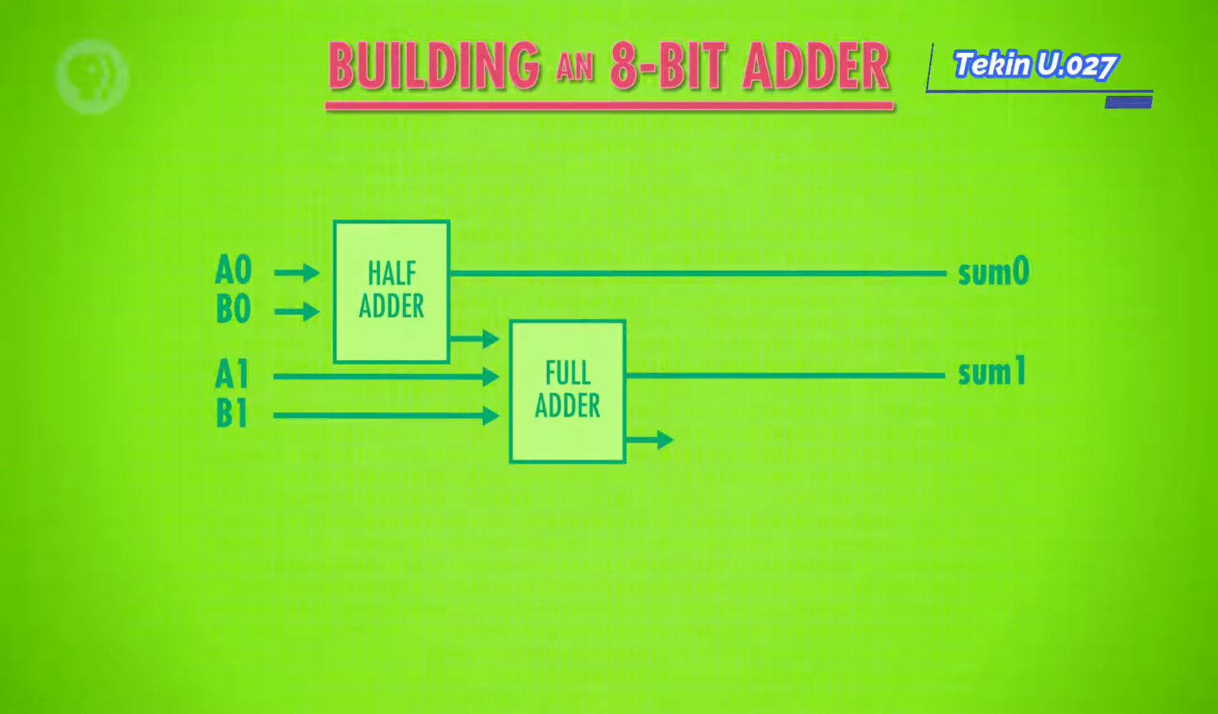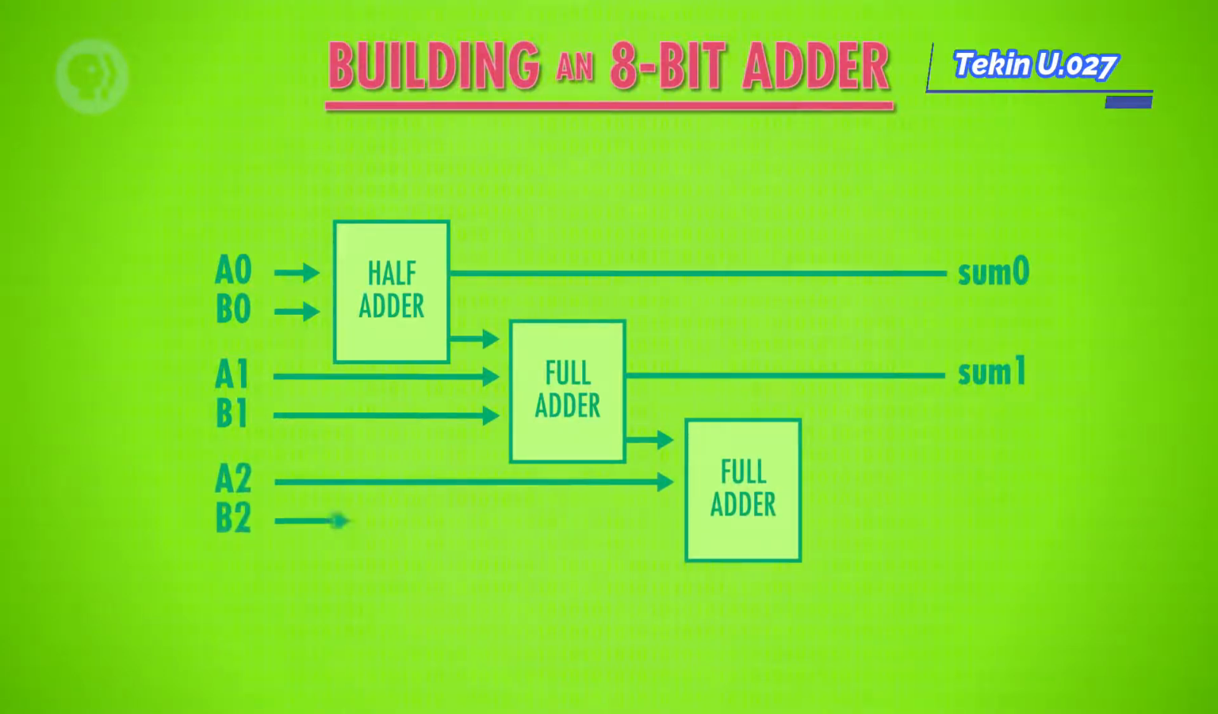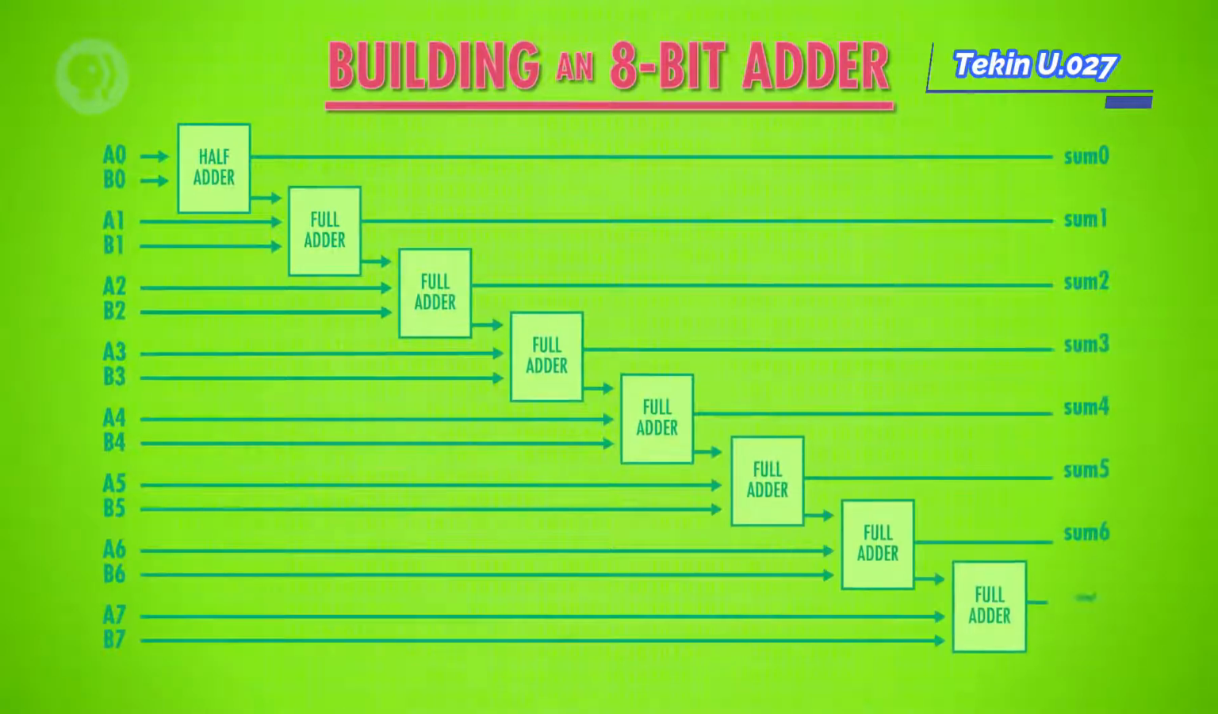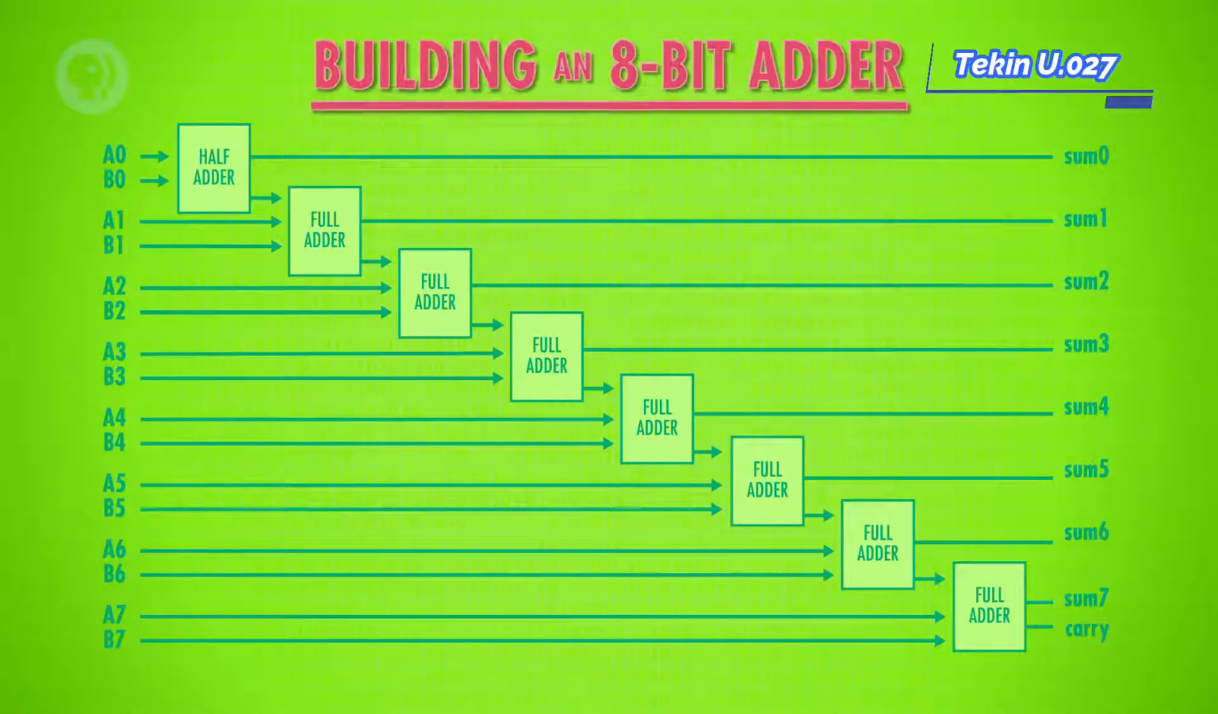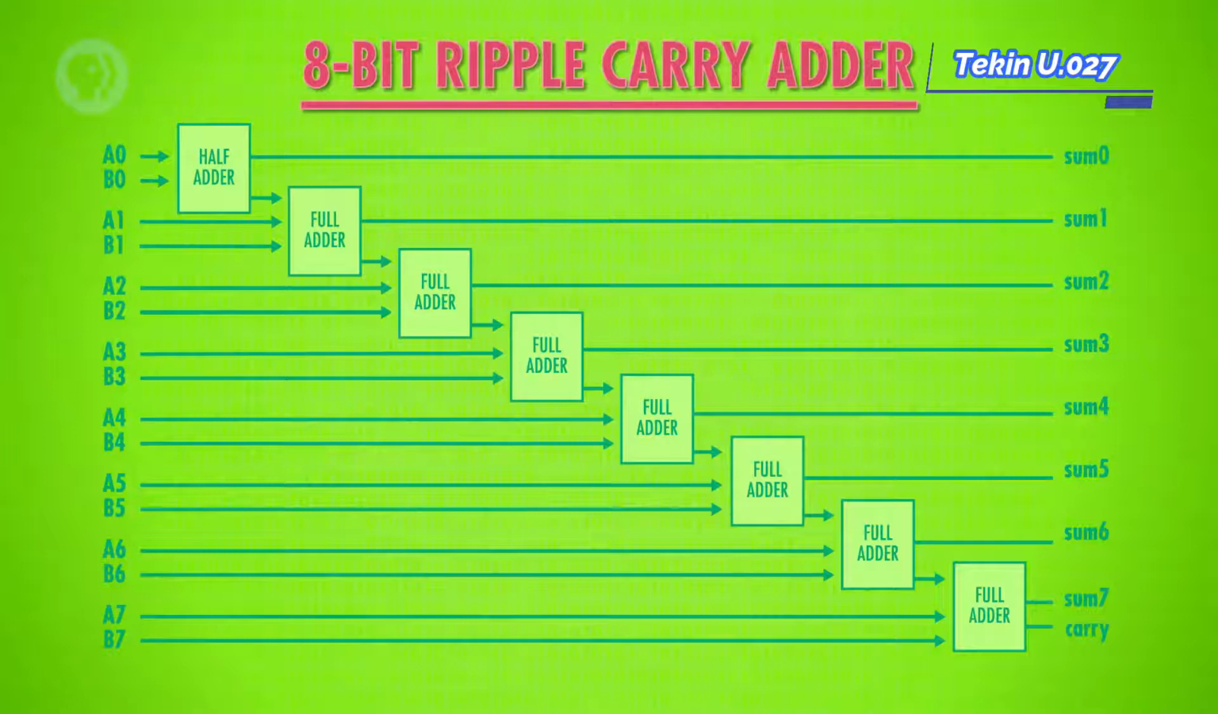Then we take any carry from this full adder and run it into the next full adder that handles A2 and B2. And we just keep doing this in a big chain until all 8 bits have been added. Notice how the carry bits ripple forward to each subsequent adder. For this reason, this is called an 8-bit ripple carry adder. Notice how our last full adder has a carry out. If there is a carry into the 9th bit, it means the sum of the 2 numbers is too large to fit into 8 bits. This is called an overflow.